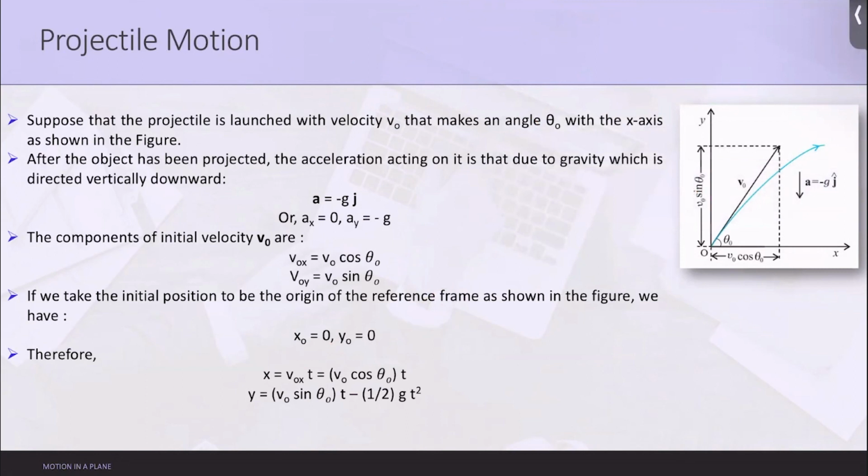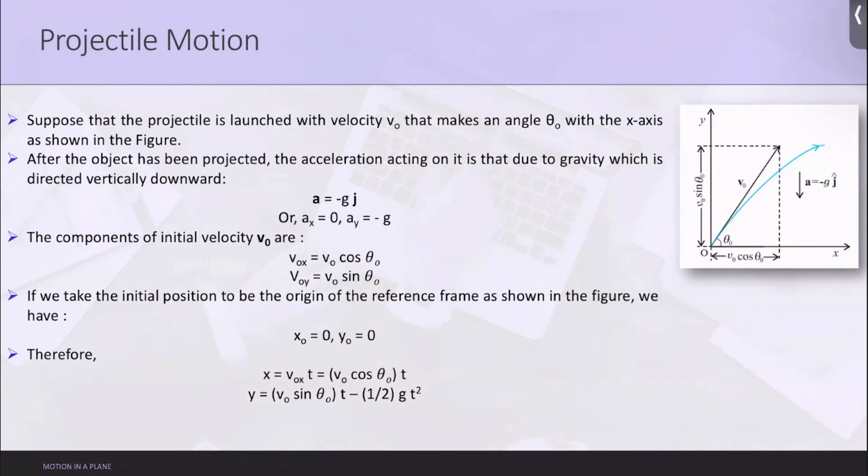Now let us look at the second result. What does this line say? This line basically says that that is how the displacement of x will occur as the time moves. As we know, v naught is a constant value, cos theta naught is also a constant value, only time will change, and that is how the displacement will change.